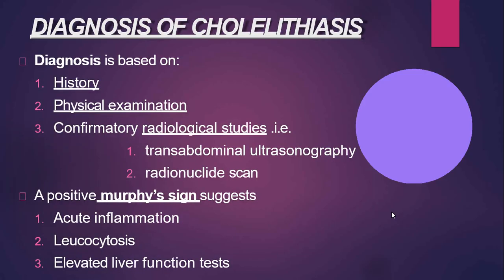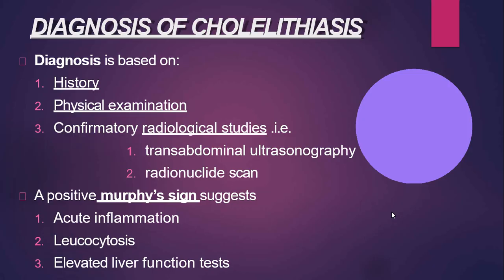So we discussed the cholelithiasis and its complications. Now for the diagnosis of cholelithiasis, of course, first you have to have a very good history and physical examination, and then you confirm it by doing certain blood tests, radiological tests, and so on. Radiological studies are the ultrasound or radionucleotide scan. A positive Murphy sign suggests acute inflammation.